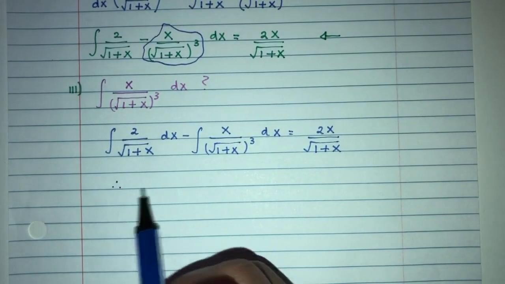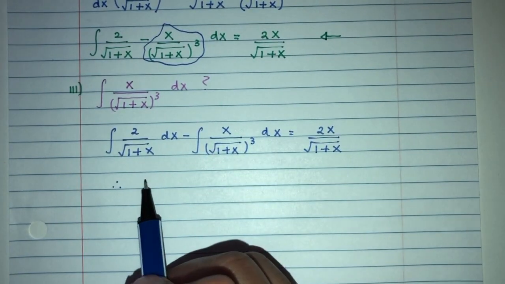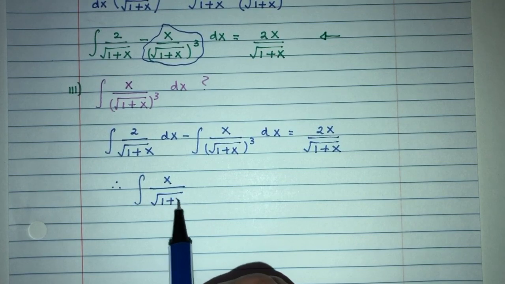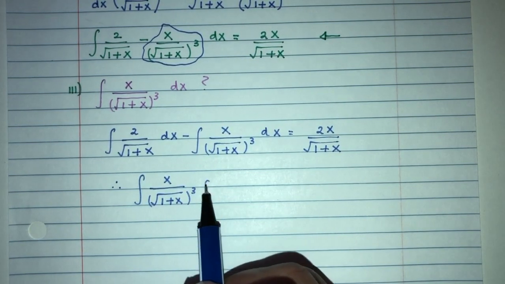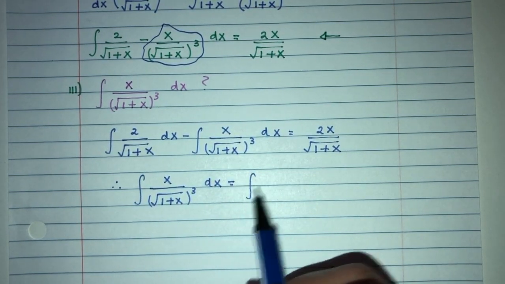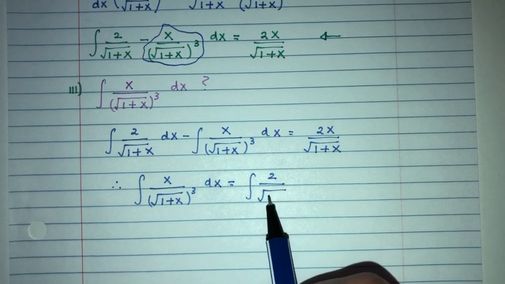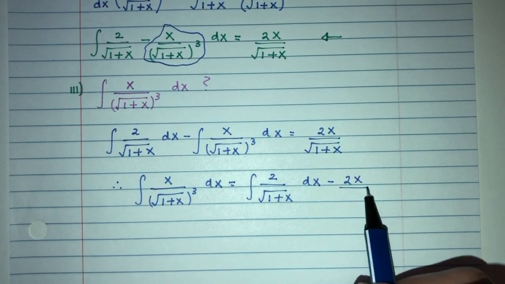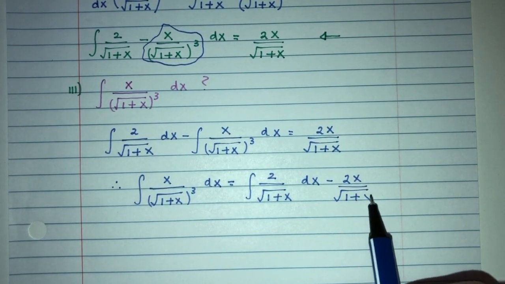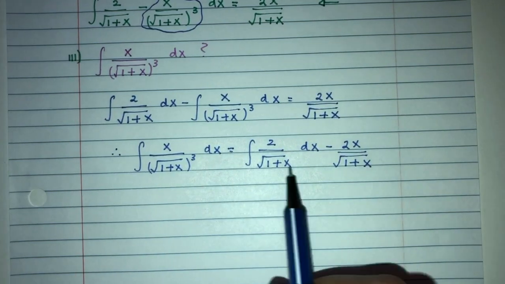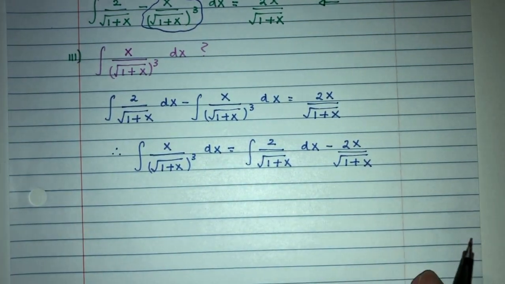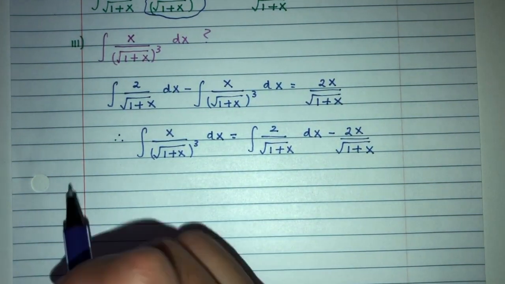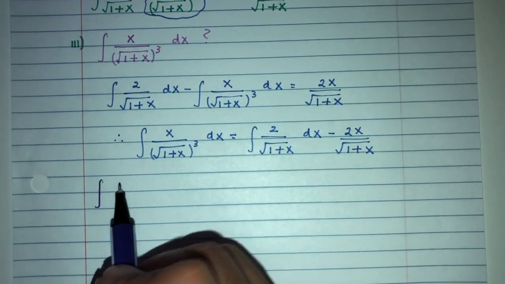Now if you were to simplify, we can send this over here. You will have x over (1 + x)^3 is going to equal the integration of 2 over root of 1 + x dx minus 2x over this value. Now this, you can do again if you want to. It is up to you, no big deal. So this is from part 1, by the way, but we can do this.